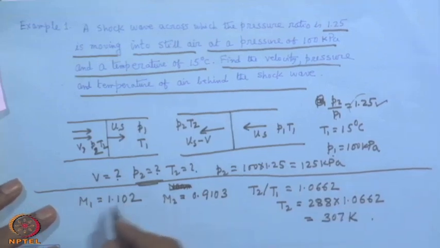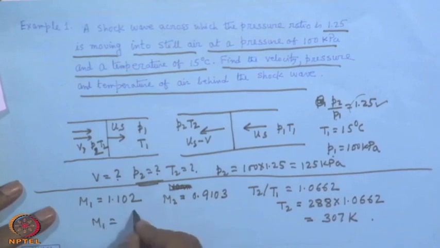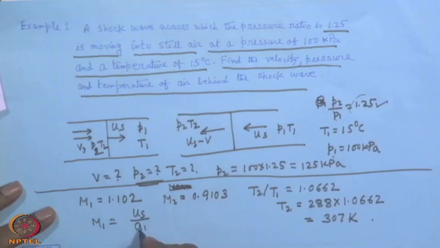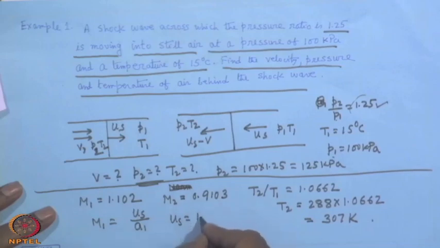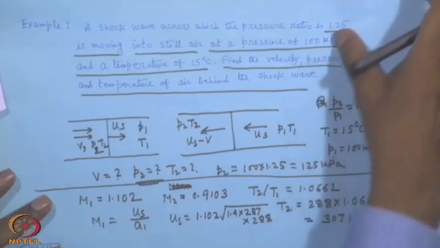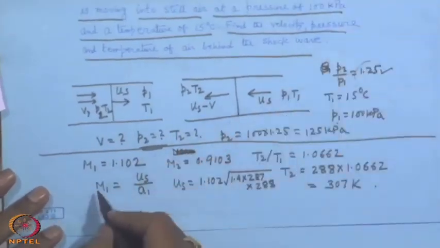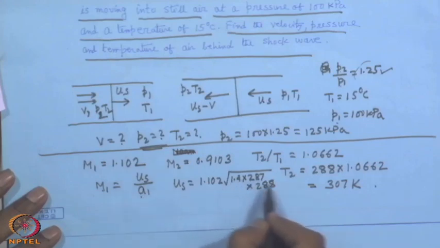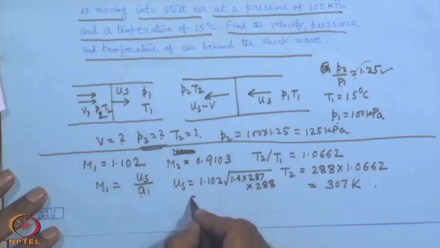Now in your case, M1 is US by A1. What is A1? A1 is root over gamma R T1. So US is the Mach number I have got from the table into root over gamma, that is 1.4, into R is 287, into T1. T1 is 15 degrees, which means 288. So you straightforwardly get the value of US if you know M1.